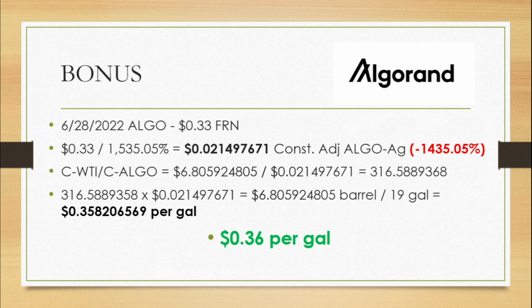When we take that same thing, constitutional oil versus constitutional Algo, we wind up with $6.80 a barrel. Divide that by the constitutional Algo price of 2 cents, and you get this ratio of 316.5889366. And basically at that point you just multiply that by the price of Algo, and we get that same 36 cents per gallon.